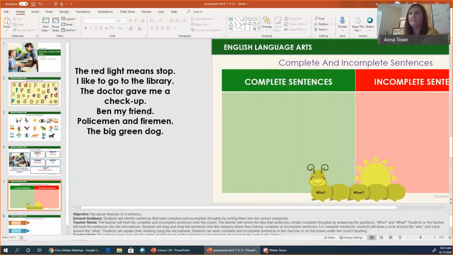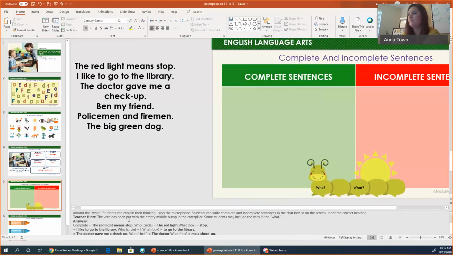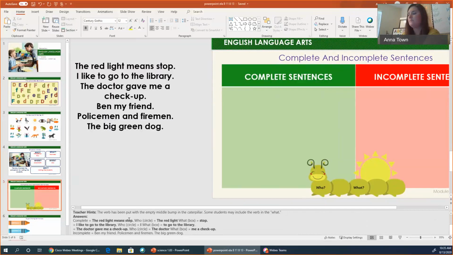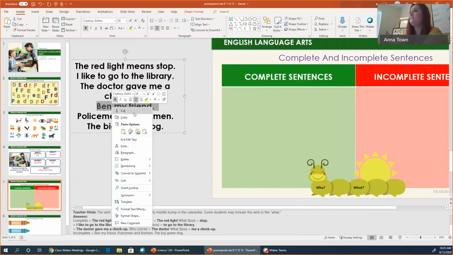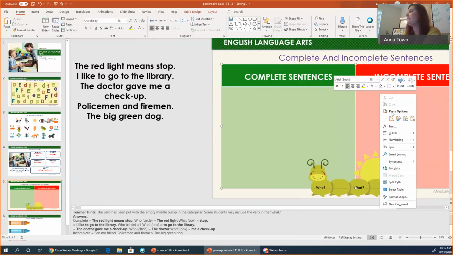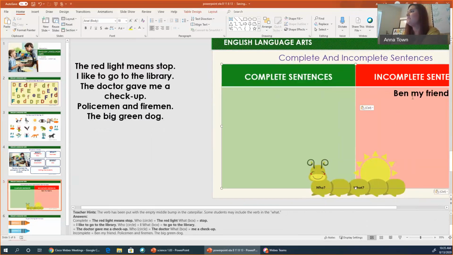Ben, my friend. Is this a complete or incomplete sentence? Ben, my friend, is an incomplete sentence. It is missing a word in there. It's missing is. So it says Ben, but it's not telling us that he is his friend. It has to have is. So Ben is an incomplete sentence.